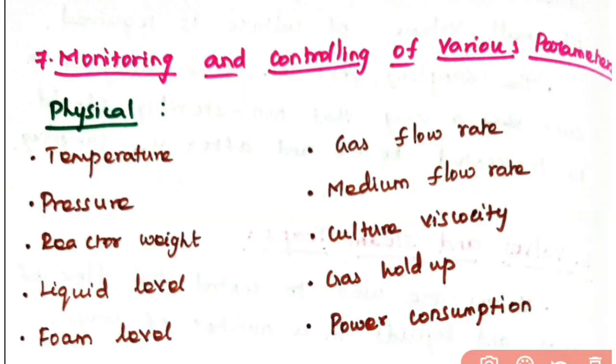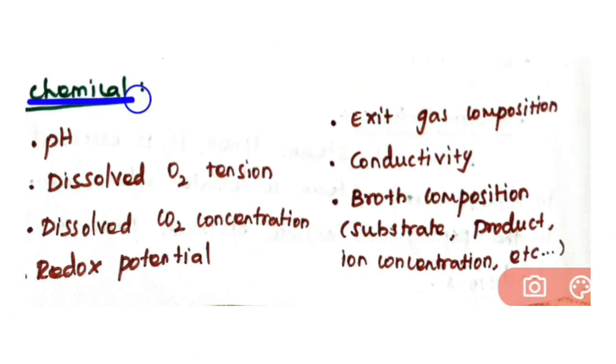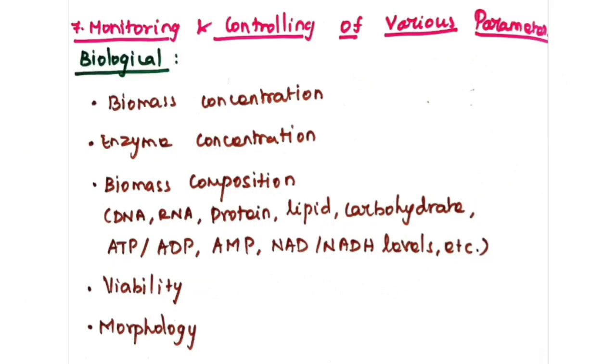And next are the various parameters you have to monitor and control during your fermentation process. The physical parameters are temperature, pressure, reactor weight, liquid level, foam level, gas flow rate, medium flow rate, culture viscosity, gas holdup, and power consumption. Then your chemical parameters are pH, dissolved oxygen tension, dissolved oxygen concentration, redox potential, exit gas composition, conductivity, and broth composition.